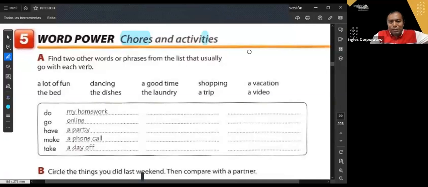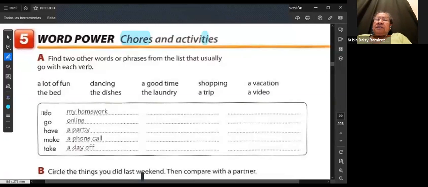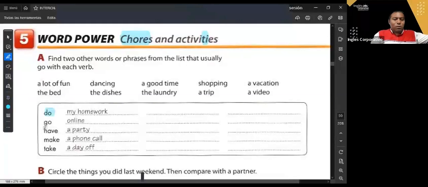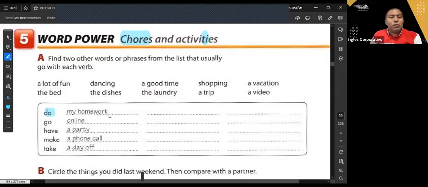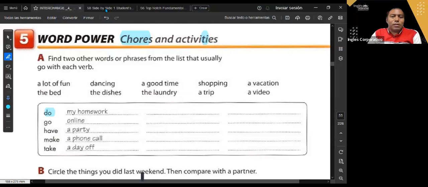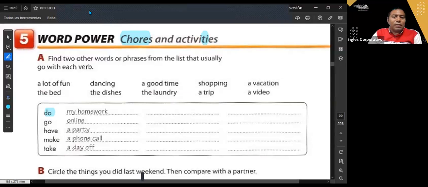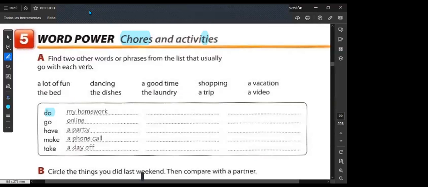Activities. Ahora vamos a ver cuáles van con do, cuáles van con go, cuáles van con have, cuáles van con make y cuáles van con take. For example, do my homework. Go online. Have a party, como la v muda. Make a phone call. Take a day off. Tomarse un día libre, ¿ok? Usted va a analizar ahorita cuáles van con cuáles verbos. Solo lea, solo vea, ¿sale? Solo analizar cuáles van con qué verbo.